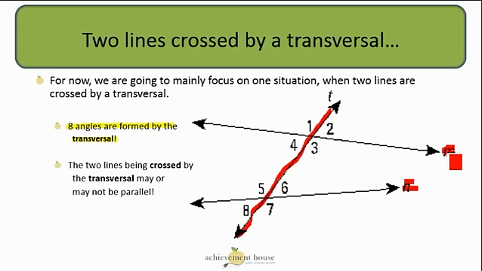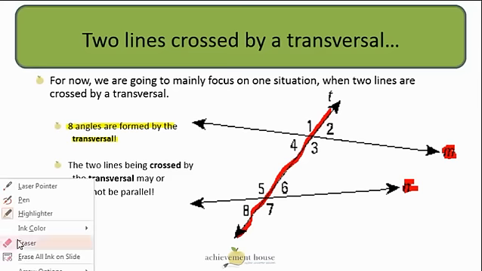And lines M and N may or may not be parallel. And so last lesson we learned about angle pairs and how to use those angle pairs to determine if those two lines are parallel.